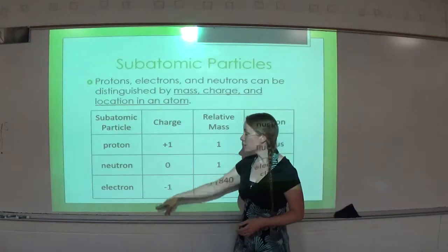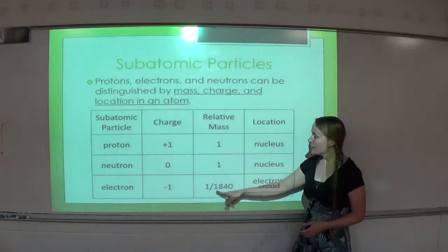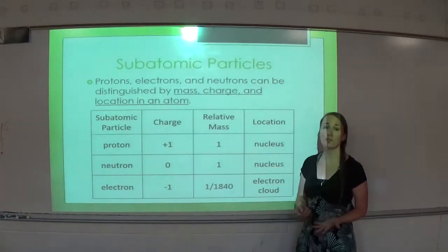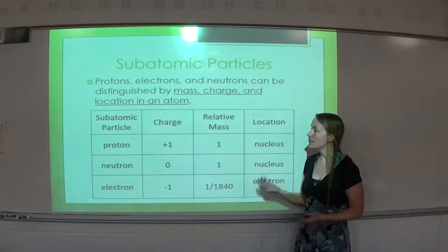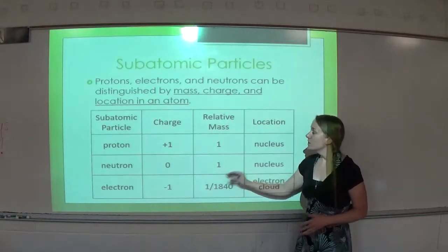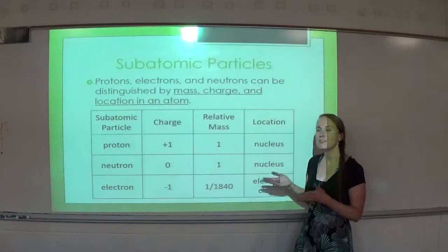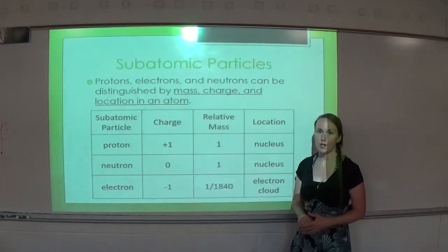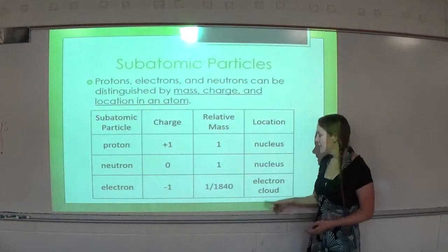An electron, on the other hand, has a charge of negative 1. And its relative mass is 1 over 1,840. So in other words, it's 1,840 times less mass than a proton or a neutron. Okay, so like you can just pretend like that's 1 over 2,000. It has 1/2000th the mass of a proton or neutron. So what that means is electrons are much, much smaller and have a lot less mass, and they're located in the electron cloud.